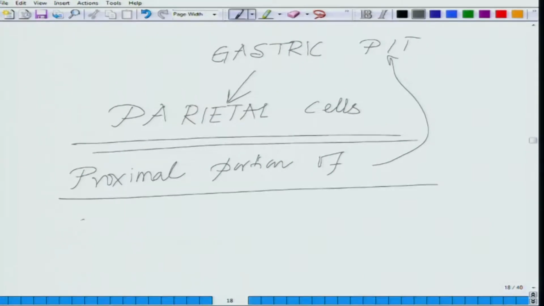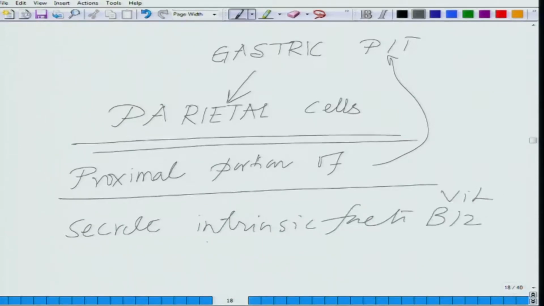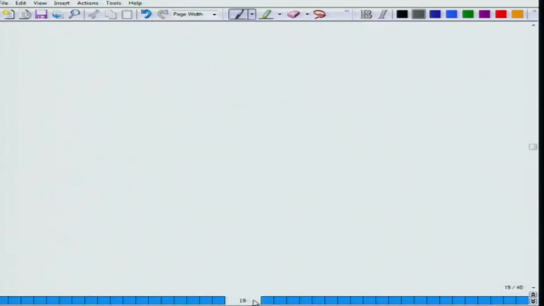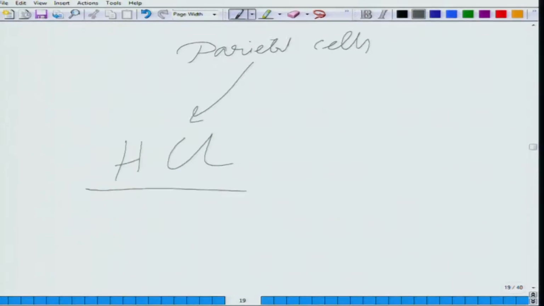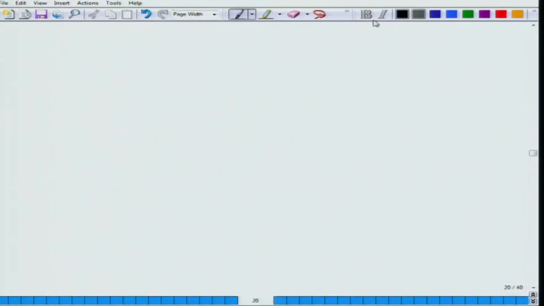And they secrete intrinsic factor, which helps with vitamin B12. If you remember, vitamin B12 is helpful in RBC production. Okay. So, the other function of parietal cells is HCl production. Okay. So, how does it do so? Let us look at the geometry of the parietal cells.